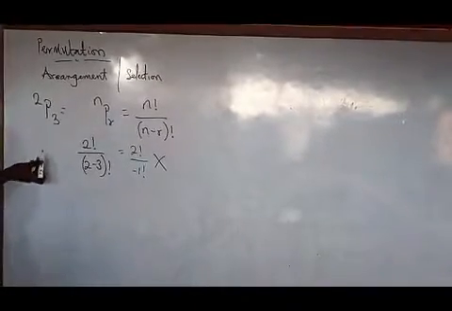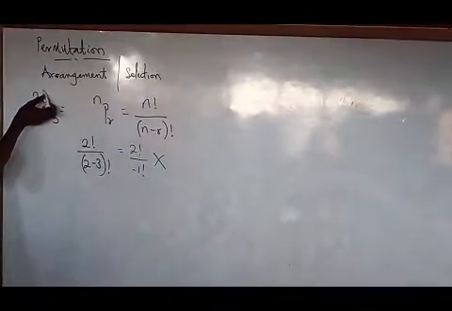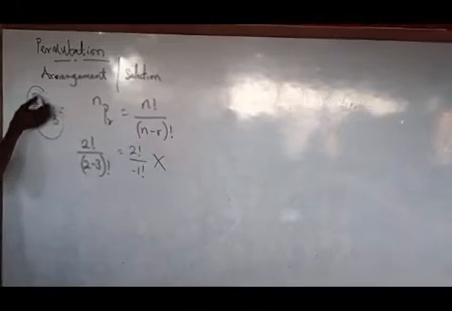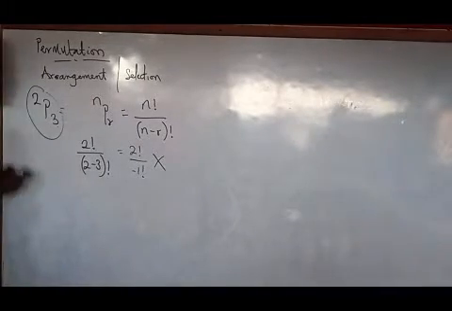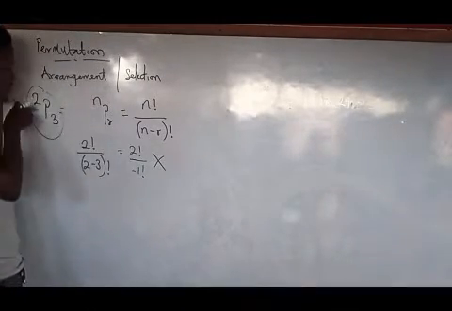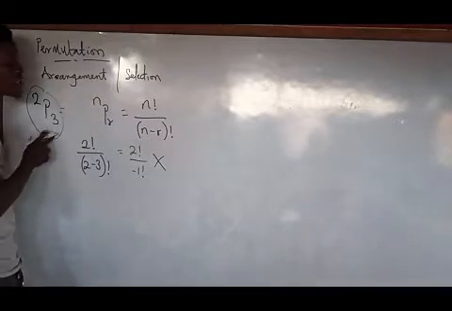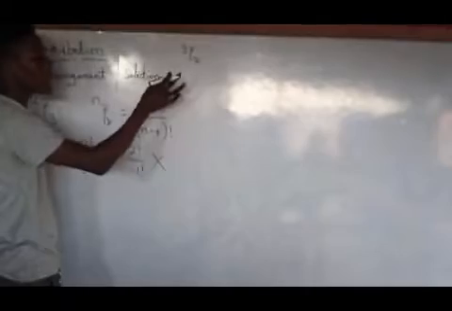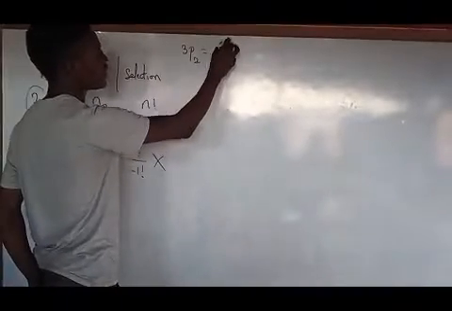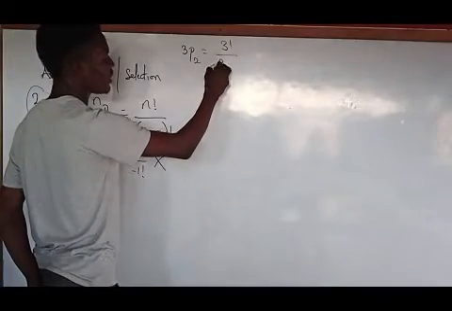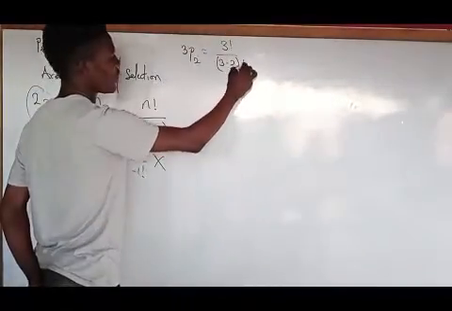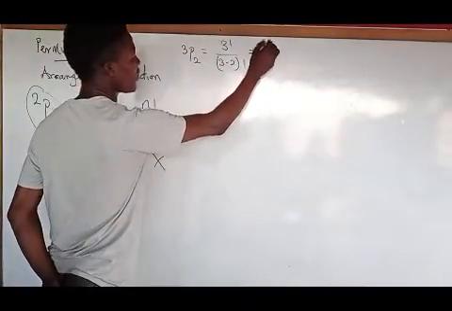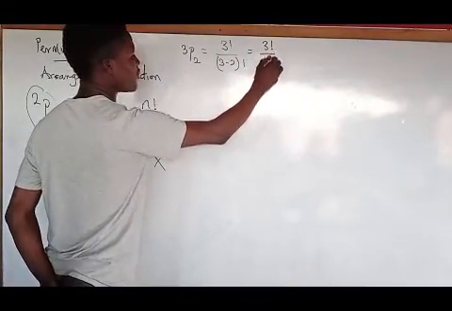Alright, so in permutation, one thing you will notice is that the highest number will always be the one up, while the least number will be the one here. So rather than saying 2 permutation 3, which is a wrong question, it's going to be 3 permutation 2. And 3 permutation 2 will now be 3 factorial over 3 minus 2 factorial. And that will be 3 factorial over 1 factorial.